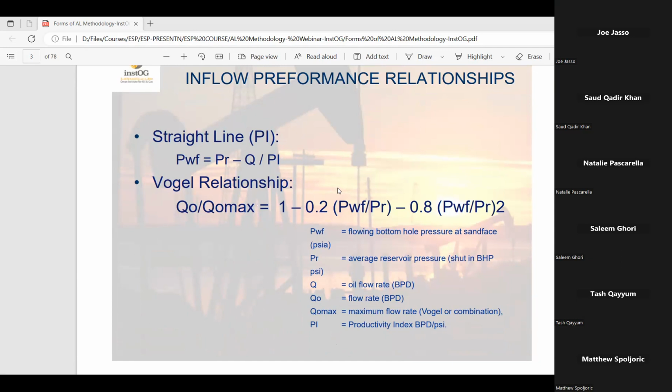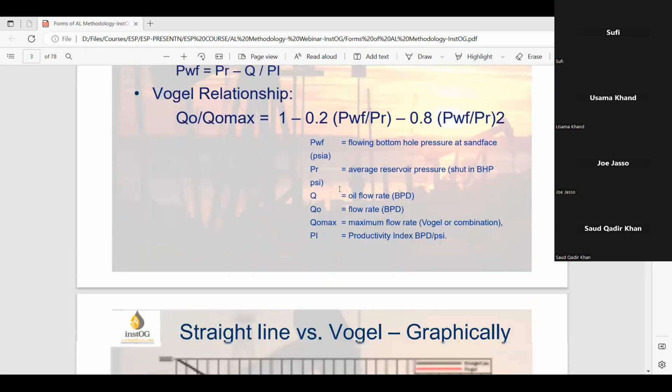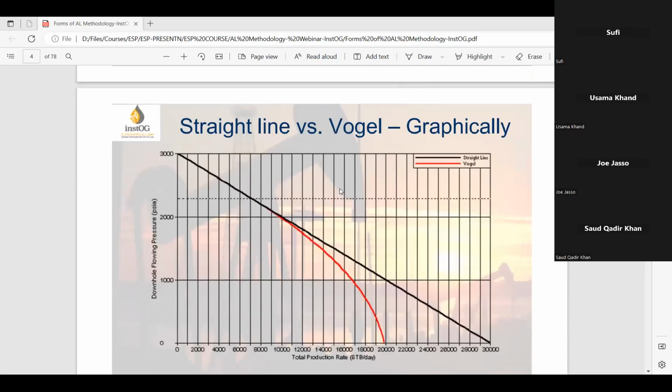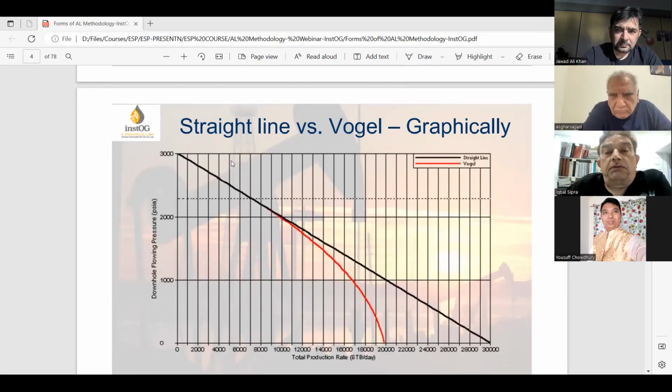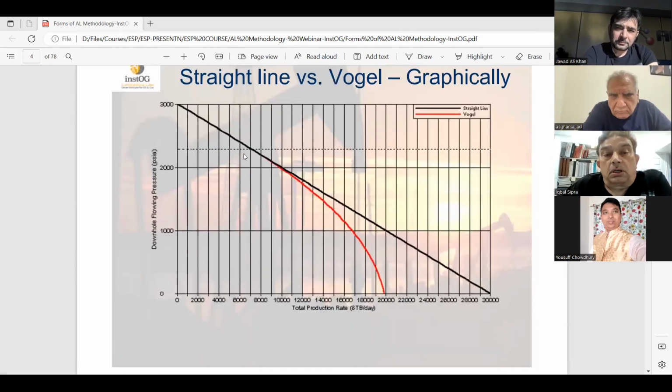I don't want to go into detail. Obviously, it's available in the literature. You can always check on Google and also on Wikipedia. So this is a straight line versus the Vogel correlation. Ideally it goes all the way, but the gas deviates from the straight line and the actual performance goes along the red line.